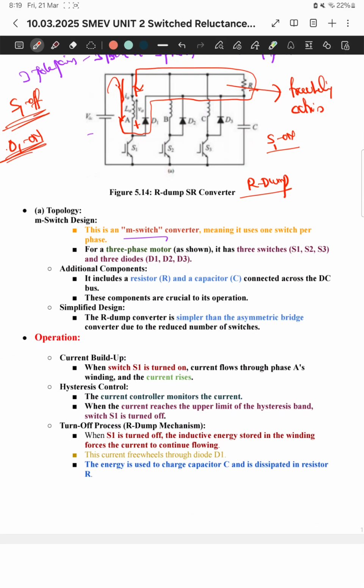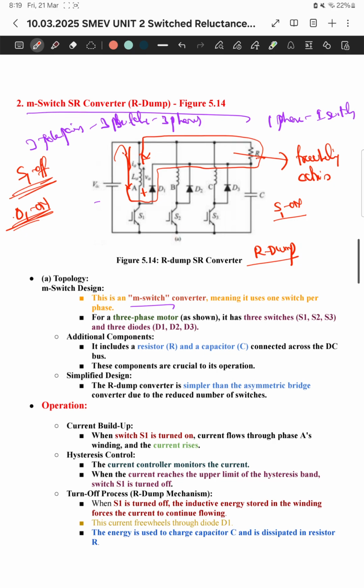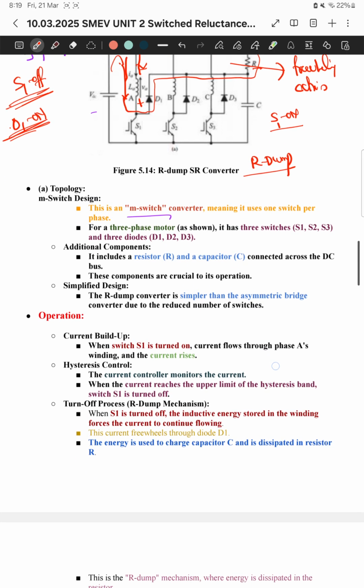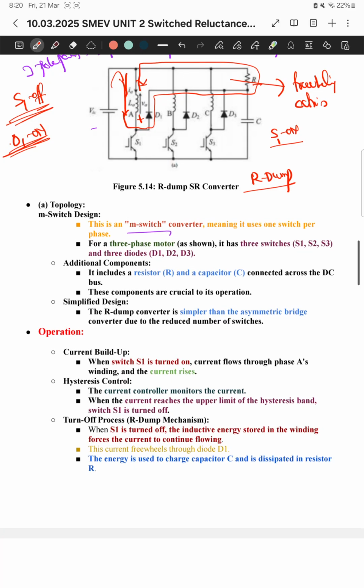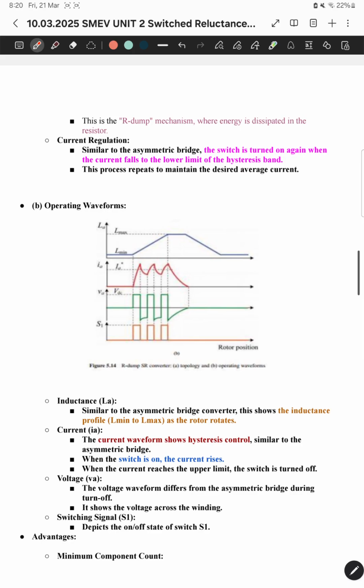The major thing here is the resistance: the purpose is that whatever energy is stored in the on period has to be dissipated in the resistor during the off period. And there is one more thing to be discussed about the capacitor. The energy is used to charge the capacitor and dissipated in the resistor. This is the purpose of the capacitor. Coming to the waveforms, they are similar to the previous ones. Here again we are using the hysteresis current control loop, which we already discussed in the previous case.